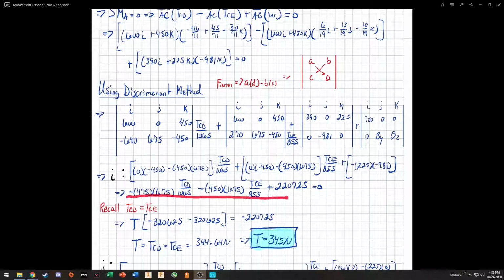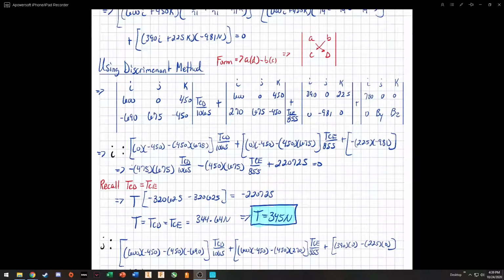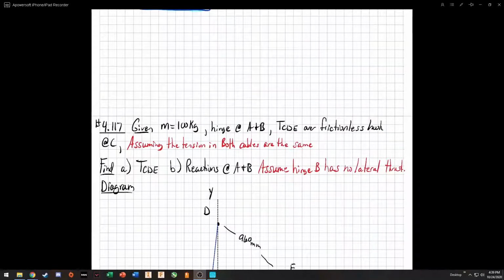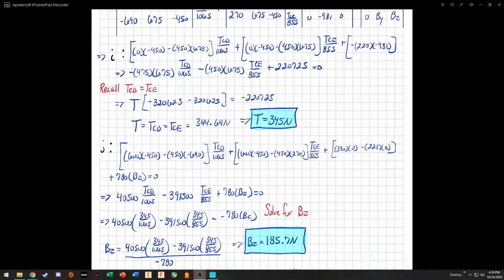Simplifying it all down, we get this equation right here: negative 475 times 675 times TCD over 1065 minus 450 times 675 times tension CE over 855 plus 220725, which is just this value right here. Now recall that tension CD is equal to tension CE, given to us by the givens from the problem. That tension CDE goes over a frictionless hook, assuming that the tension in both cables is the same. So that's why we did it in that way.